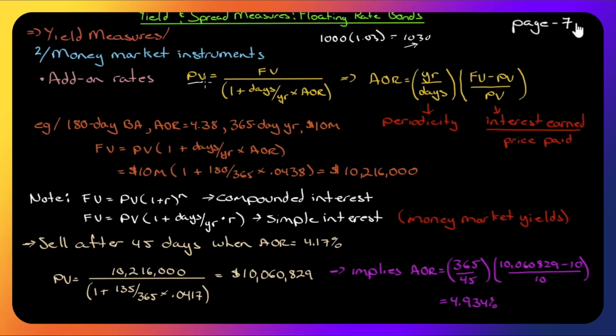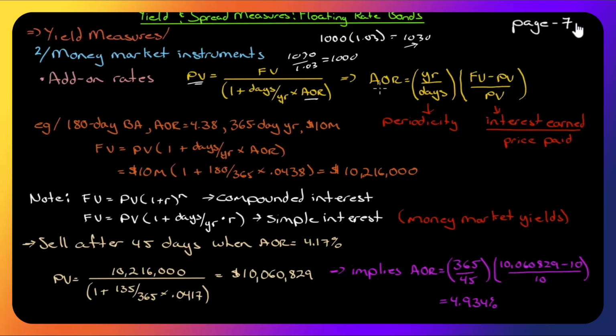So present value equals our future value divided by 1 plus days over year times the add-on rate, AOR. And this is all this is. This is basically what we saw on the other page with the DR, except now we're using an add-on rate. If it were 1 year, this would be 1 multiplied by AOR. I said 3%, so 1,030 divided by 1.03 would get us back to our $1,000 present value.